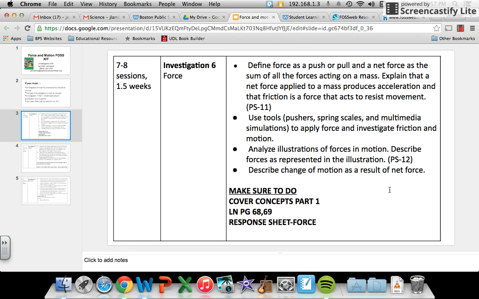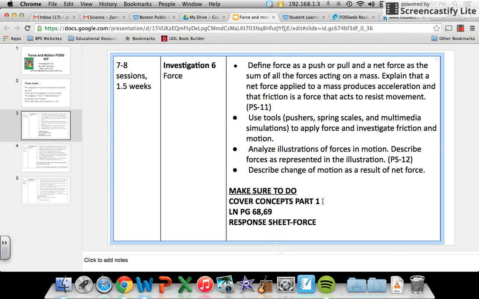So investigation 6, force. If you had a ton of time, which you probably don't, it would take you about a week and a half to do this completely. But you need to make sure you cover the concepts in part 1. When I've had time, I've done some of the investigations, some of the exercise activities, but sometimes I've also just covered the main ideas. And then I had the students do the lab notebook 68 and 69.